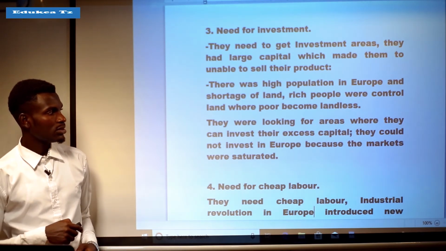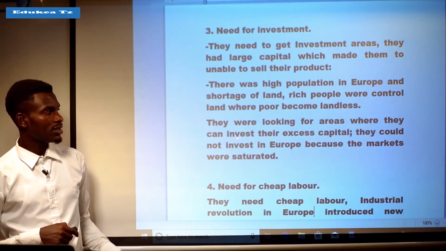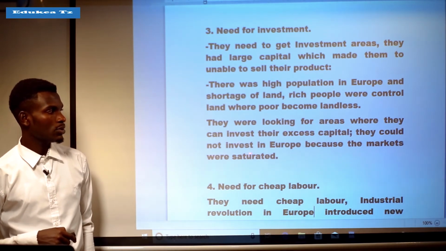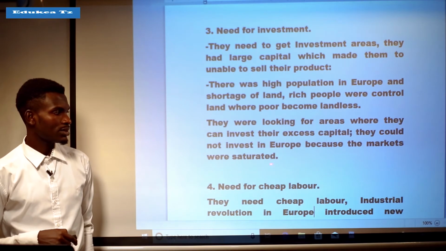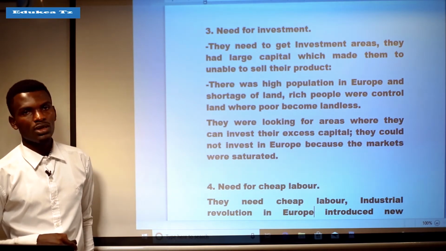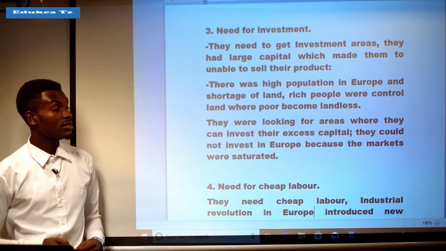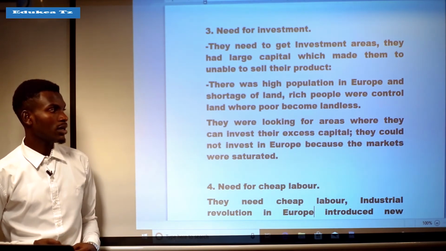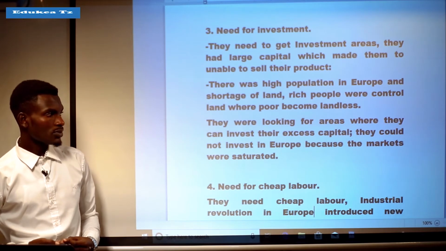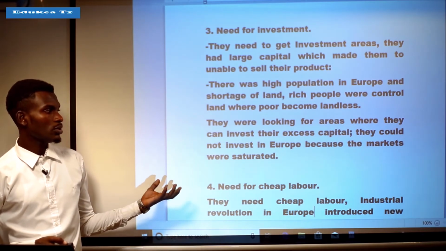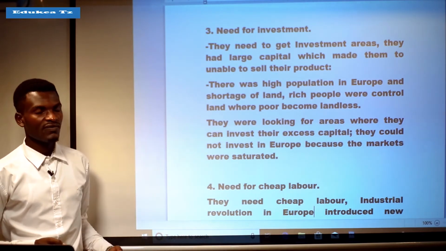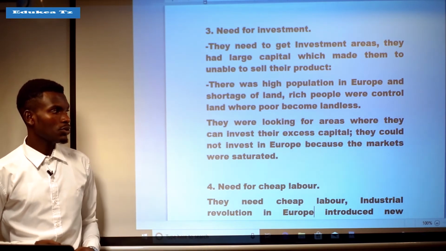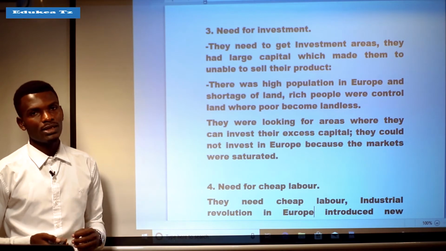That's why they decided to look for areas where they could invest their excess capital. They could not invest in Europe because the markets were saturated. So they decided to come to Africa and invest their surplus or excess capital, which could not be invested in Europe because the markets were saturated.